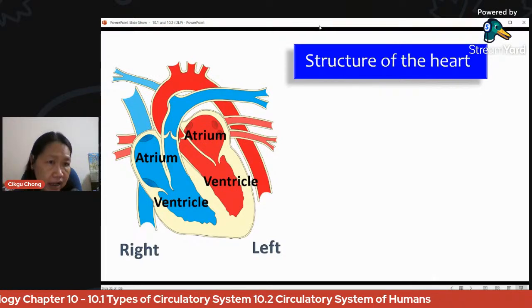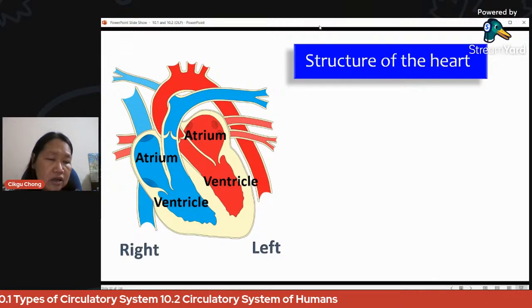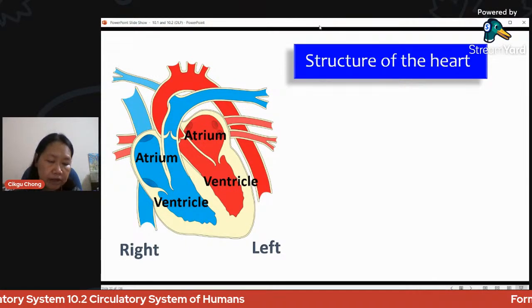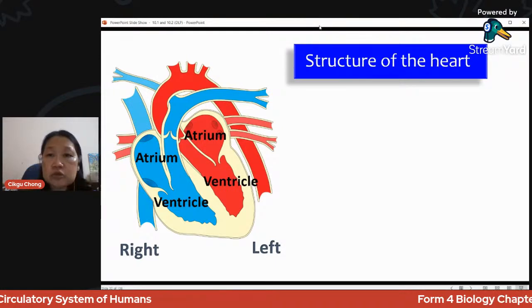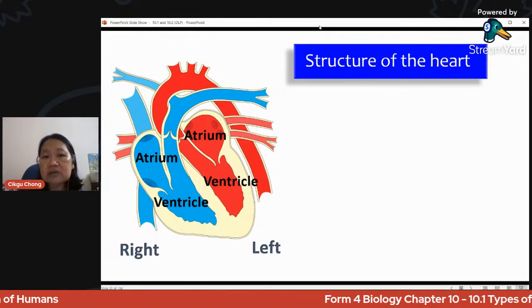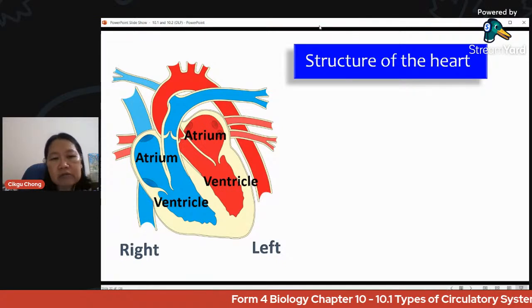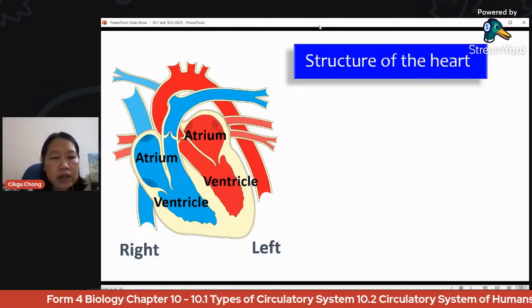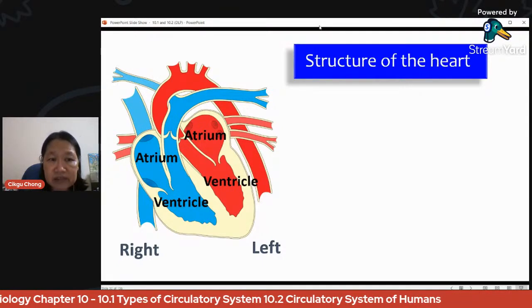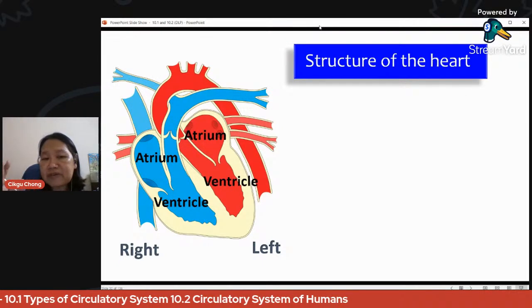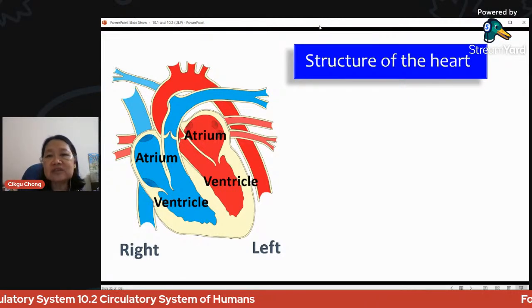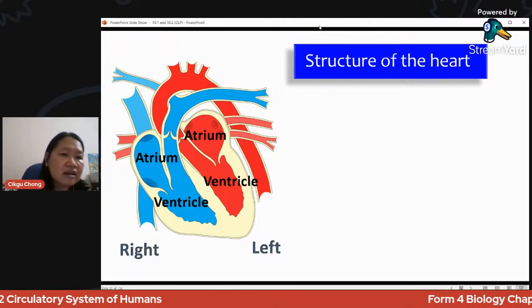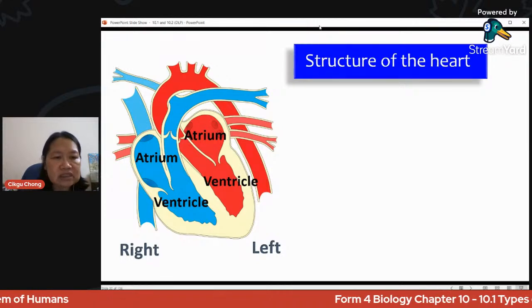If we slice open the heart and all the vessels there, you will see that there are 4 main chambers. The atria are the 2 smaller ones at the top, and the ventricles are at the bottom. And for the heart, you always label your heart like this. The one on your left is actually the right side of the heart, and the one on your right is actually the left side of the heart. A lot of people get confused. Why is it like that?